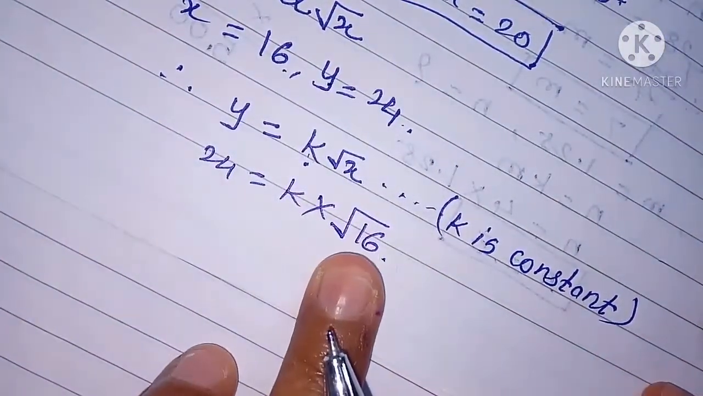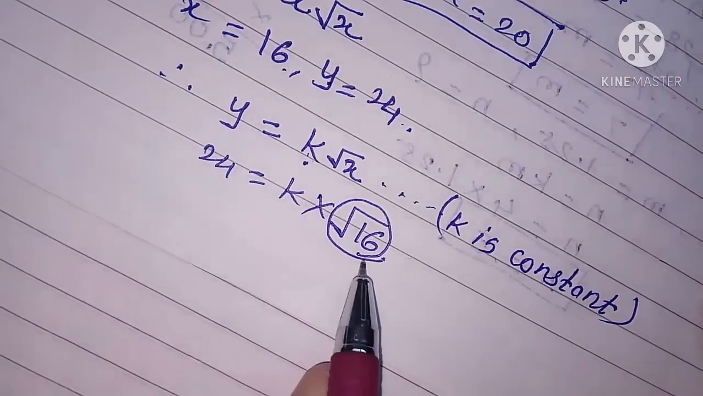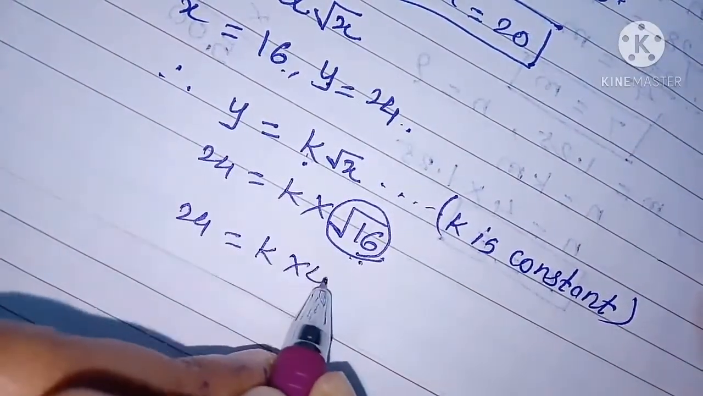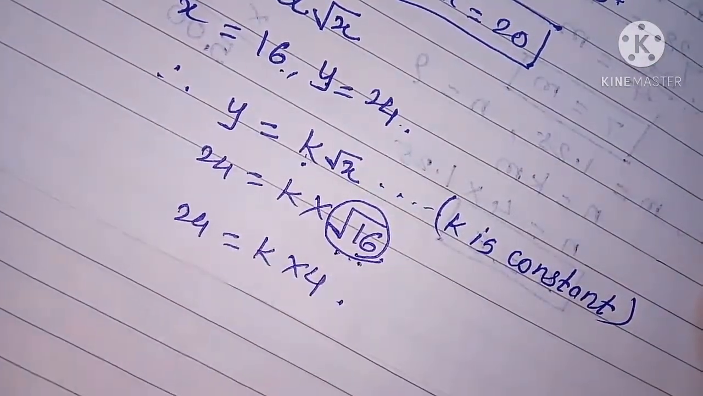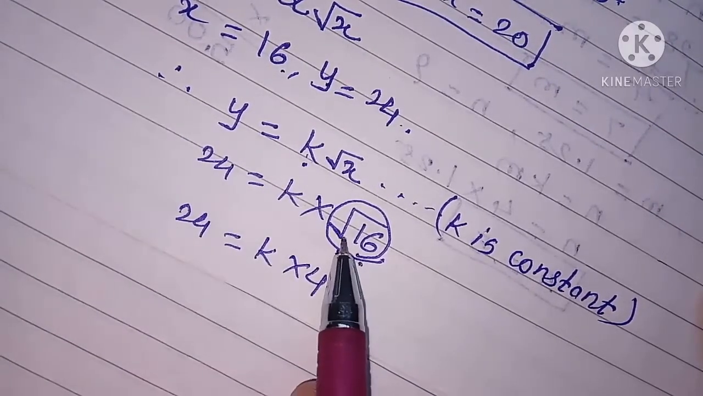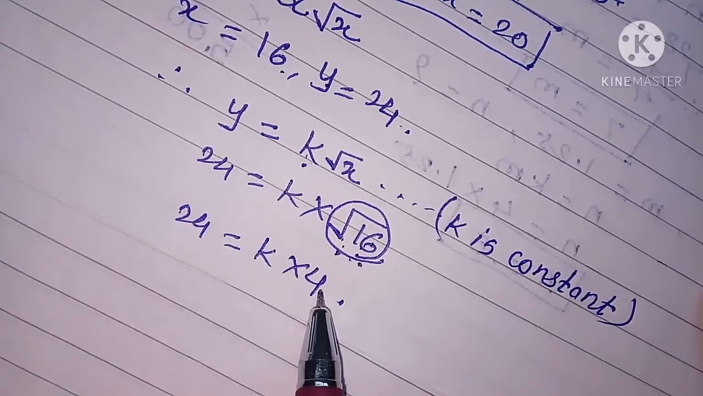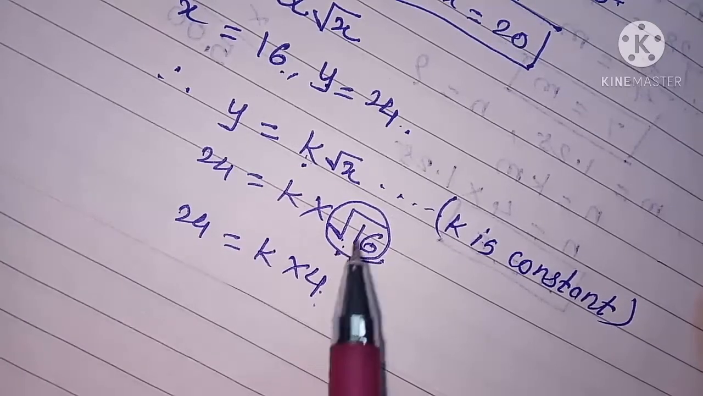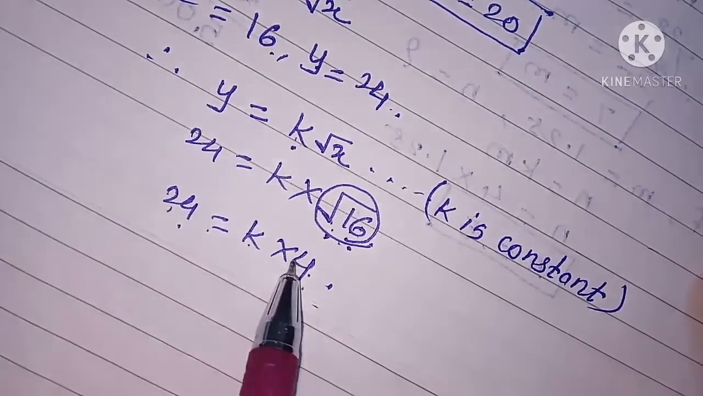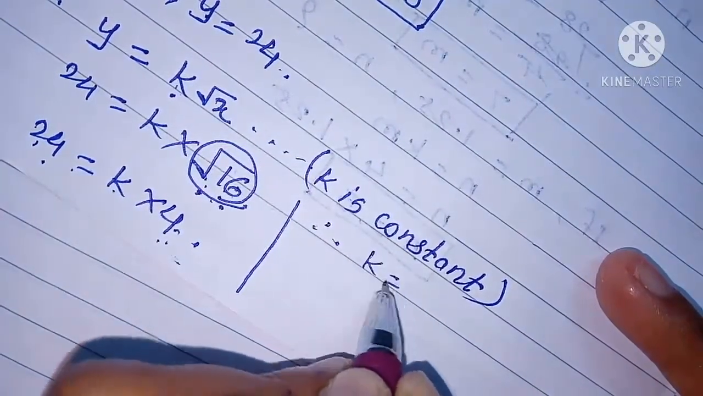As you know, root 16 means 16 is the square of 4. So 24 is equal to k into 4. The root sign we will remove from the equation. As you know, 16 is the complete square of 4, 4 squared is 16. So take 4 in place of root 16. So here is the equation we got: 24 is equal to k into 4. Therefore, k is equal to 24 upon 4.